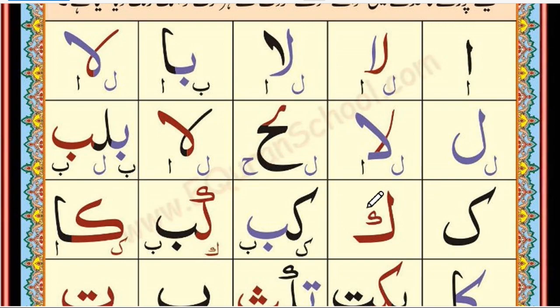Kaf. This is also a kind of kaf. Kaf, ba. So kaf is joined with ba. Kaf, ba, kaf, alif.